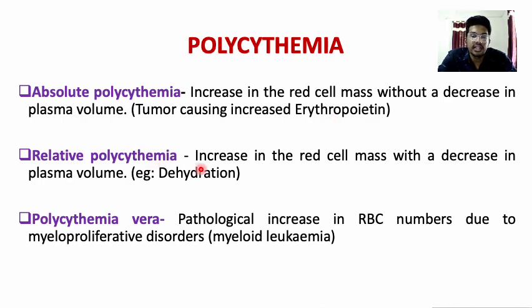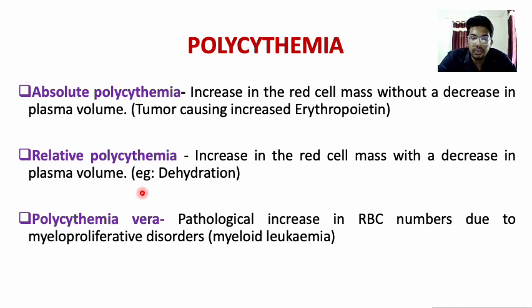Next is relative polycythemia. This is the increase in the red cell concentration with a decrease in the plasma volume. Just imagine you have a glass of water and you add a little bit of salt to it. If you boil it, the water will reduce, right? Meanwhile, the concentration of the salt will automatically increase. Why? Because the water is getting evaporated. In the same way, in a dehydrated animal, the volume of the blood will decrease. The plasma volume will decrease, but the cell number will not reduce, right? So this is relative polycythemia.